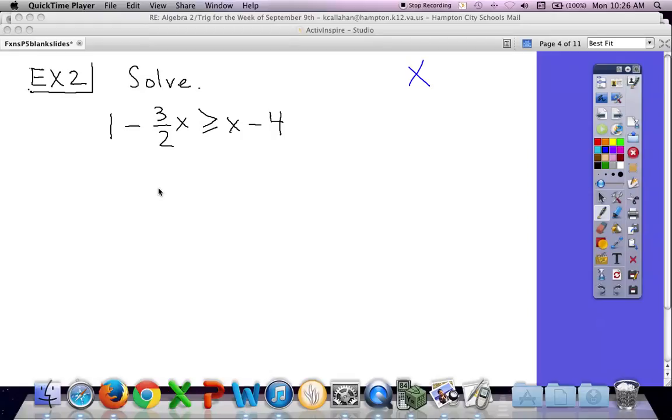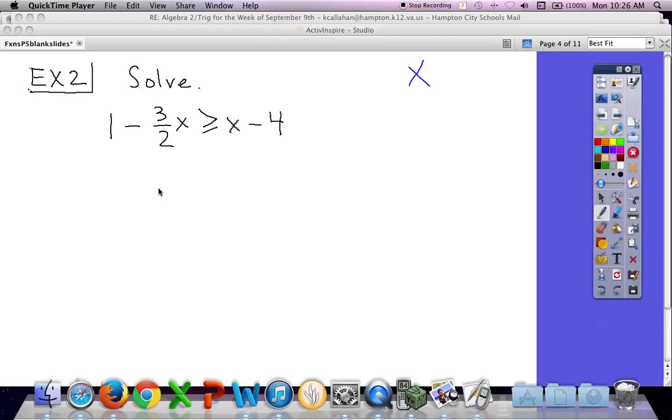So example 2, solve an inequality. What's different about this one from the one we just did? It's got a fraction in it, right? How did we deal with fractions when we were solving equations? Yeah, we found a common denominator. We multiplied through to get rid of the fraction. It's called clearing fractions.